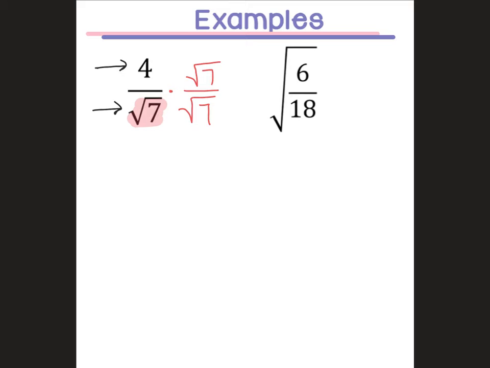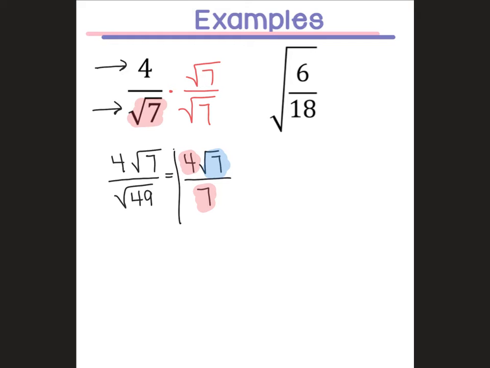So 4 times square root of 7 is 4 square root of 7. They can't be combined because they're not both in a radical. Square root of 7 times square root of 7 is square root of 49, which is really just 7. So feel free to skip this middle step and go straight to this point. Then you would just want to check, can our fraction be simplified? And it can't. Can the radical be simplified? It can't. And so this would be our final answer.